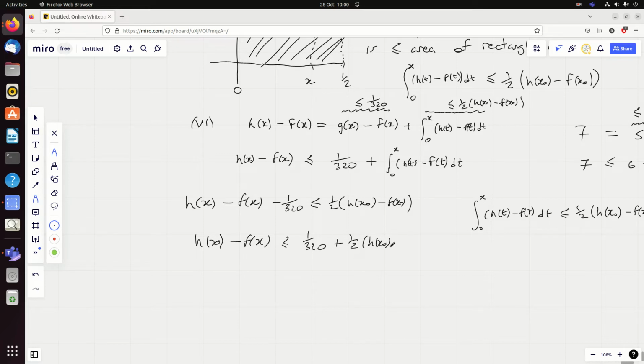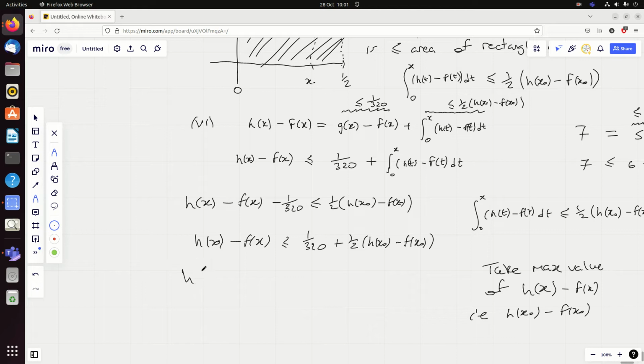h of x0 minus f of x0. Now, why am I allowed to convert only into x0s here? Well, it's because the maximum value of h of x minus f of x is h of x0 minus f of x0. So if this is less than or equal to this, well, I can take the maximum value then, yeah? Take the maximum value of h of x minus f of x, which equals h of x0 minus f of x0, yeah?